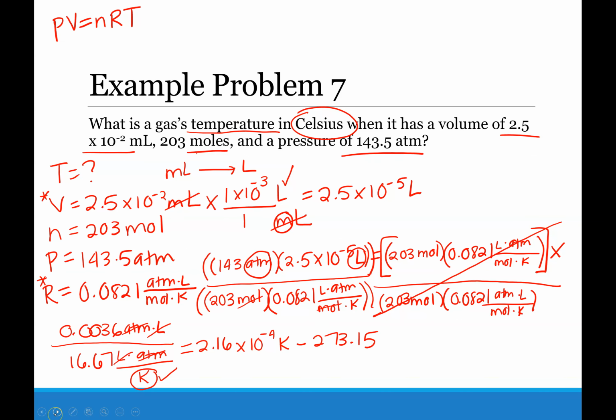So in our calculators, we're going to put 2.16 E to the minus 4 minus 273.15. And it's okay to get a negative number in Celsius. It's okay to have a negative temperature. It's just really cold, right? So minus 273.149, so we'll say negative 273.15 degrees Celsius, and that is our final temperature in degrees Celsius. Let me know if you have any questions about example problem 7.